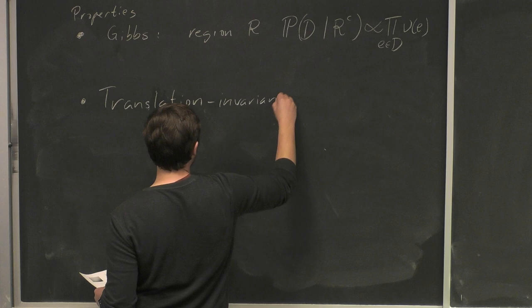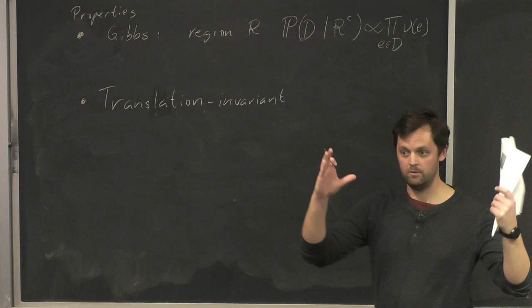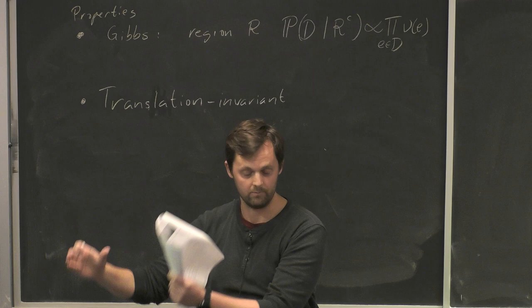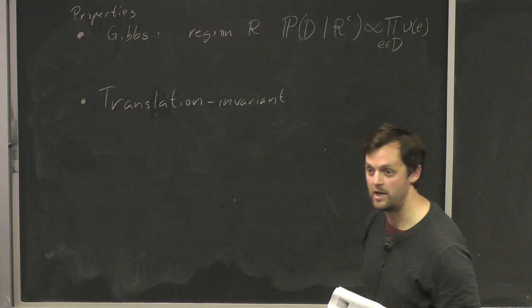And that simply means that if you look at some part of your graph and look at the configuration here, it should be the same as if you look some distance away, if you translate that part somewhere in the graph, and that should not change the probability.